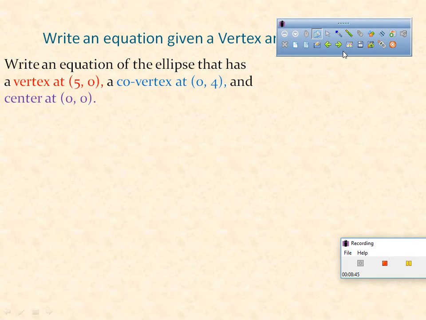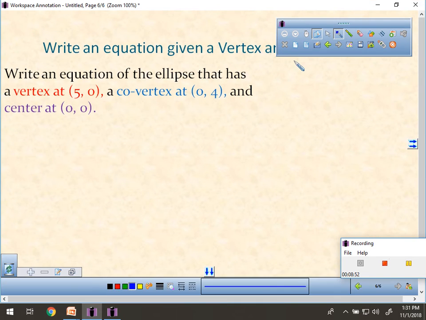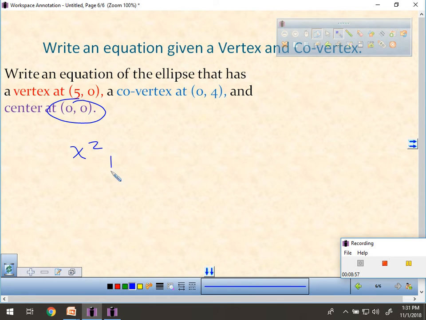Now, sometimes it might be necessary to write the equation of your ellipse if you're given some information. So for example, let's say I have an ellipse that's centered at 0, 0. Well, I already know that this is going to be x squared plus y squared is equal to 1, and I'm going to have 2 denominators.